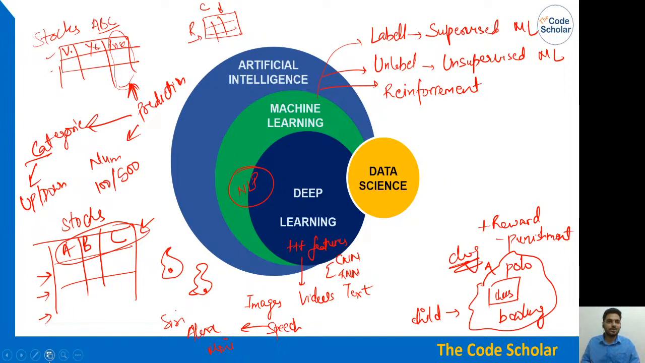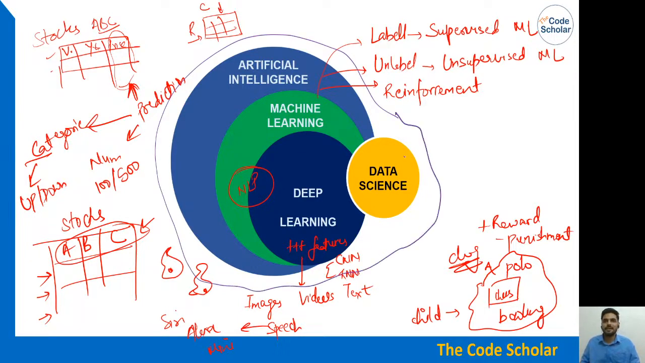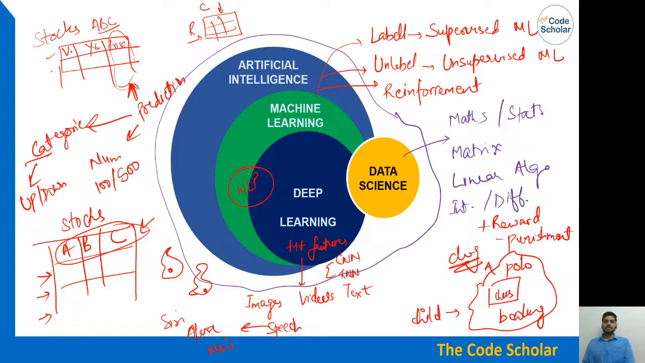Data science, don't be mistaken, data science is not a broader domain that is going to contain each one of them. It's not data science. Data science is actually the mathematics, how each of the algorithm works behind it. Your statistics, matrix operations, linear algebra, and your differentiation, integrations. These are the mathematics that you have.